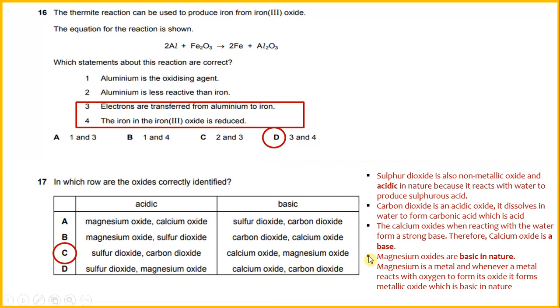On the other hand, the calcium oxide, when reacting with the water, it forms a strong base, and calcium oxide is a base. And furthermore, magnesium oxide is also basic in nature, and magnesium is a metal, and whenever a metal reacts with oxygen to form its oxide, it forms metallic oxide, which is basic in nature. So the answer for 17 would be sulfur dioxide, carbon dioxide will be acidic, meanwhile calcium oxide and magnesium oxide is basic.